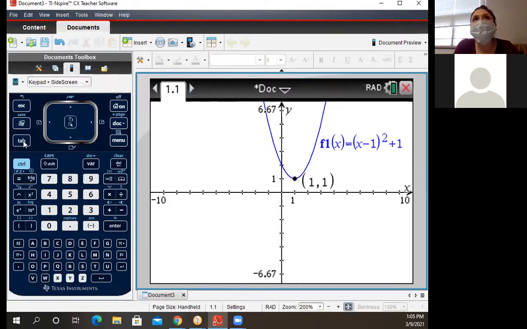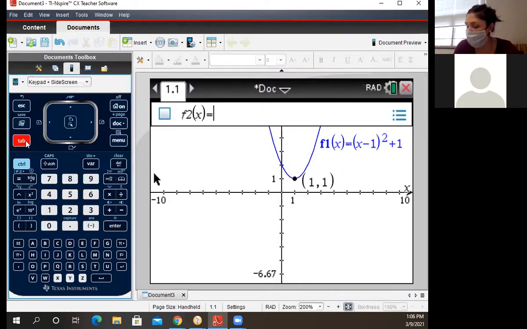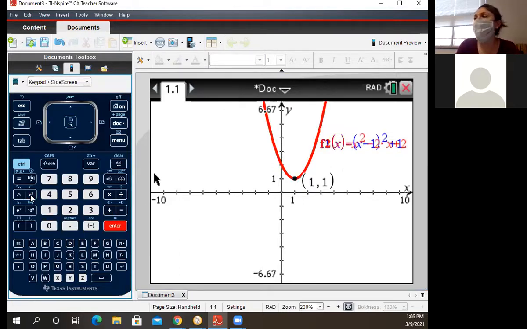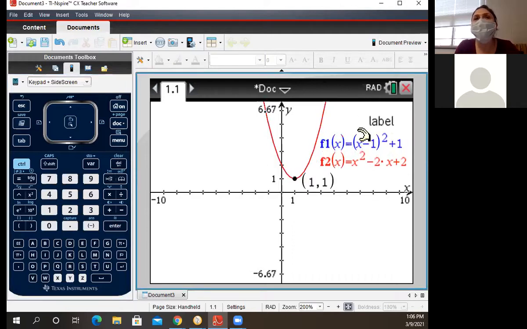Now I'm going to go ahead and graph. I'm going to hit the tab key, and I'm going to graph our standard form equation. So x squared minus 2x plus 2. Where'd my blue graph go? Why don't I see the blue graph anymore? It's covered completely by the red one, right? So the blue was our vertex form. The red is our standard form. They match up completely. That's what I want to see.